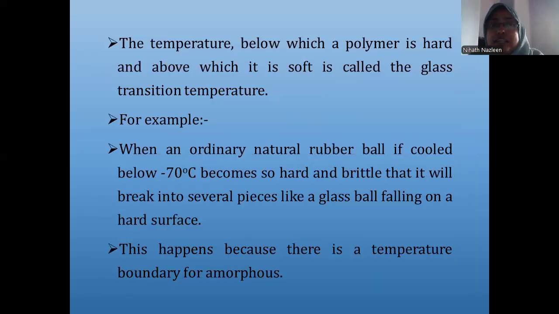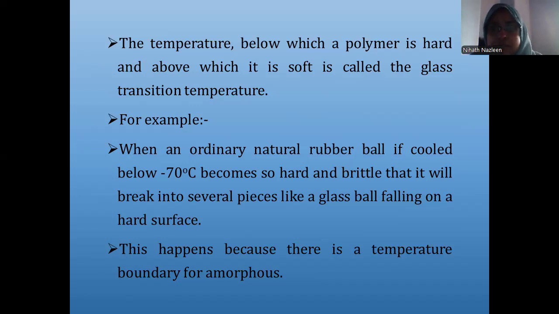Therefore, each polymer will have a certain temperature boundary below which the polymer is hard and above which it will become soft. Such a temperature boundary is known as the glass transition temperature. For example, let us consider a natural rubber ball. If we cool the rubber ball below minus 70 degrees Celsius, it will become hard and brittle. Why? It can break into several pieces like glass.